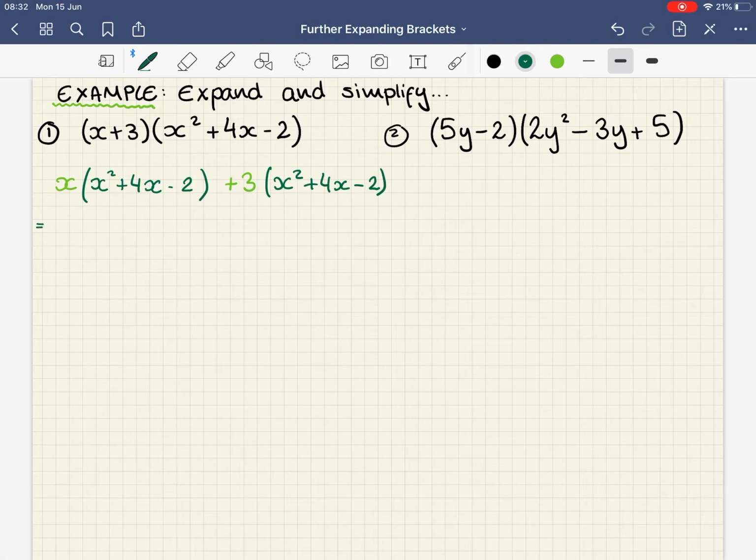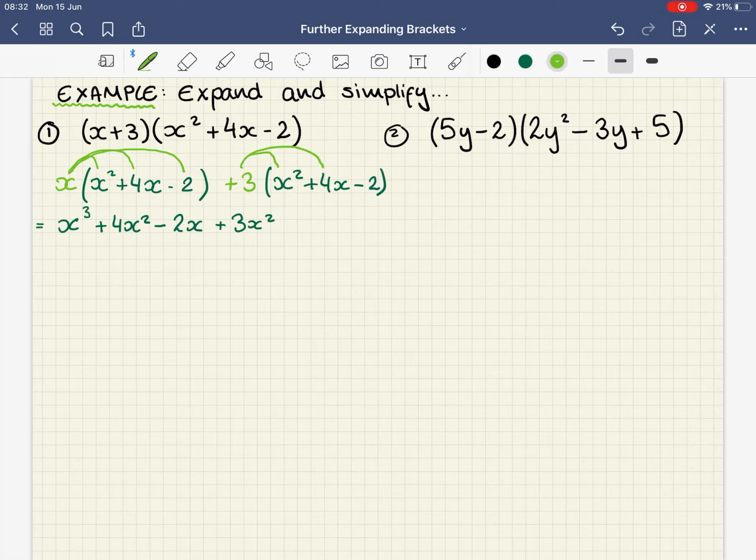So I've got x times x squared, and that is going to be x cubed. x times 4x, that's going to be 4x squared. Then x times minus 2, that's going to be minus 2x. Then 3 times x squared, that is going to be 3x squared.